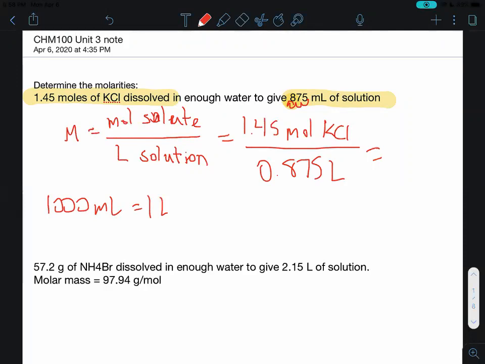If we put that in our calculator, it's going to be 1.45 divided by 0.875, which will give us 1.66 molar, capital M for molar, which is also moles per liter. Okay, same unit. Capital M stands for moles per liter.